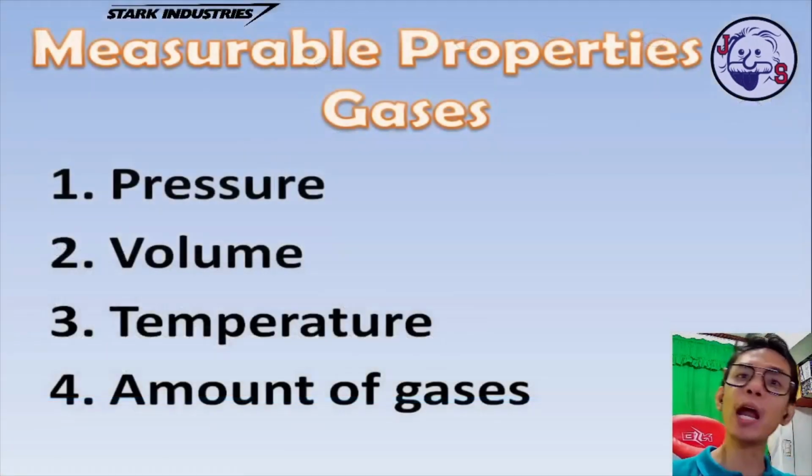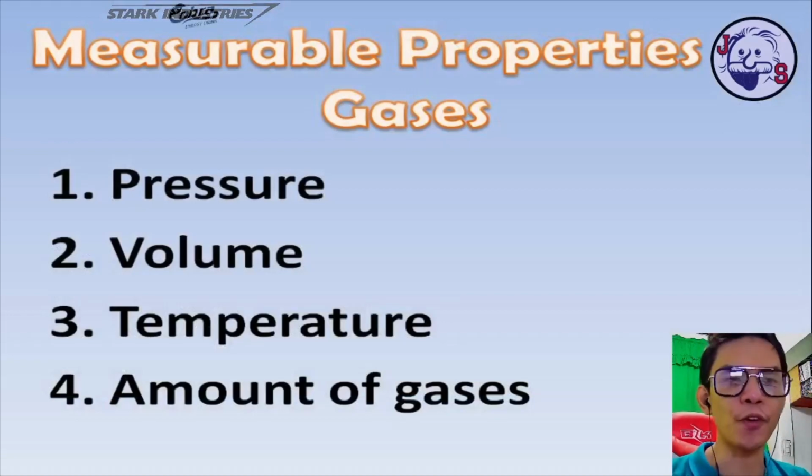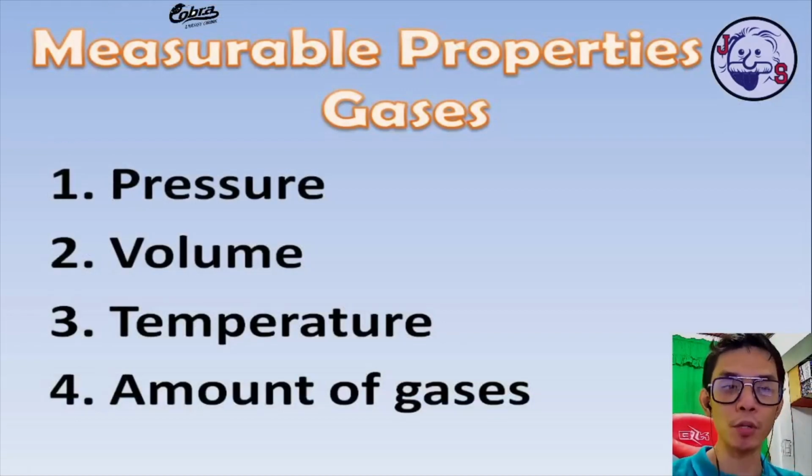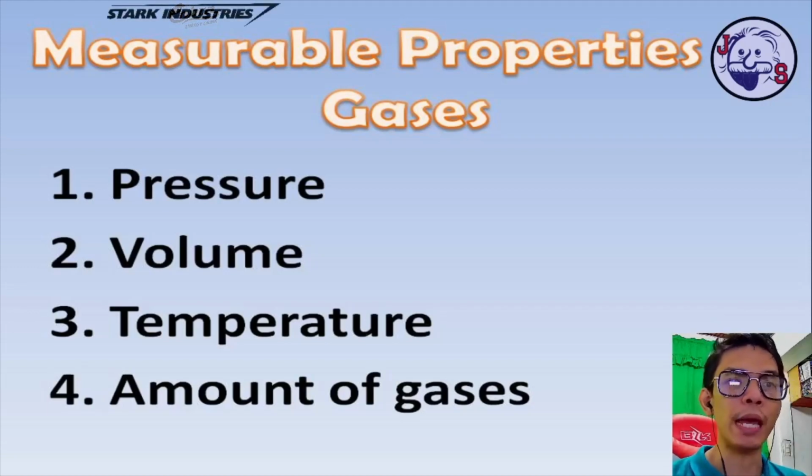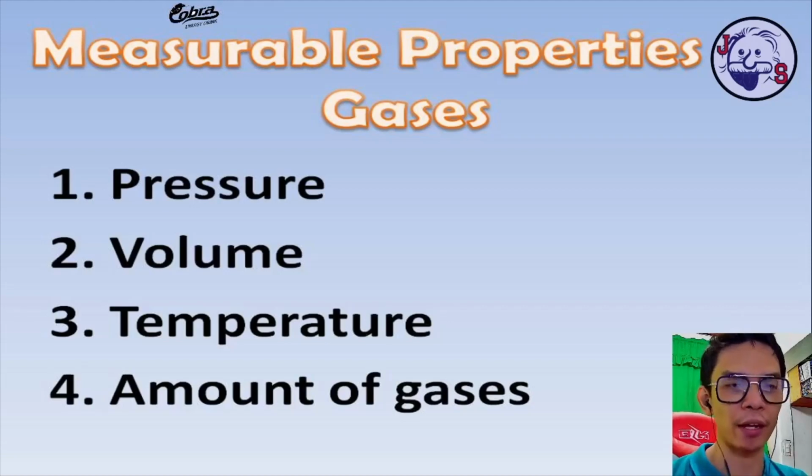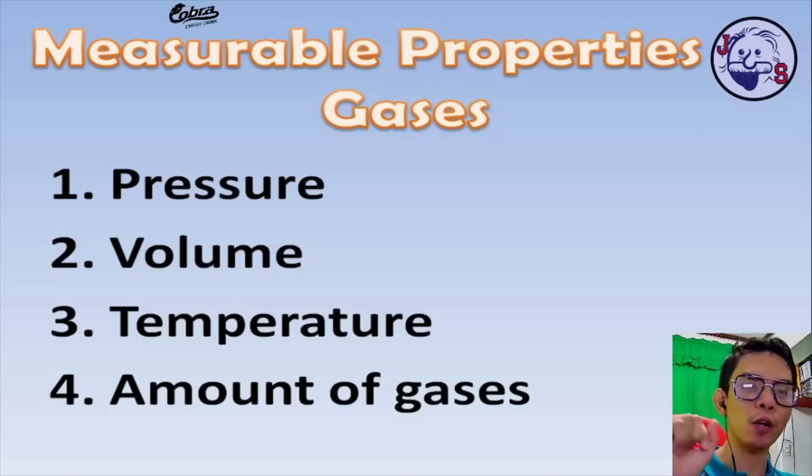Okay, so there are 4 of them, and most of them follow what is stated in the kinetic molecular theory. So we have the first one, pressure, the second, volume, then we have the temperature, and we have the amount of gases. Okay, so all of these 4, we are going to discuss each and every property, and we will find its effect when we go to the topic of the gas laws.